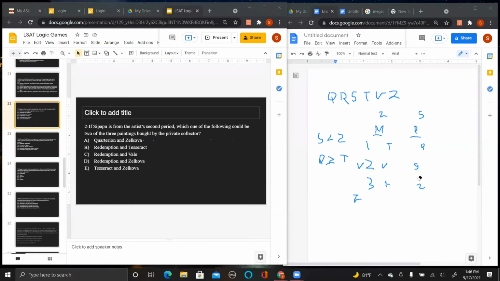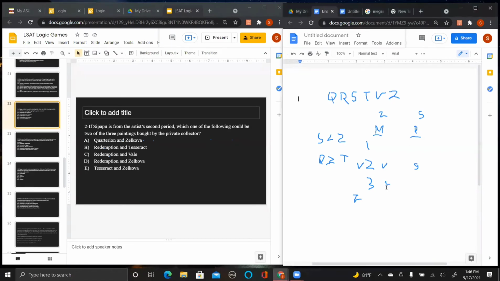So with that in mind, yes, obviously quaternion and Zelkova cannot be bought by the private collector, because Zelkova is bought by the museum. All right. So let me just erase these. We do have these little things here as abbreviations of the rules, but if you're ever really having a hard time, you can always look at the written rules themselves on the game, which ideally you shouldn't have to, but if you ever need to, it's always there.